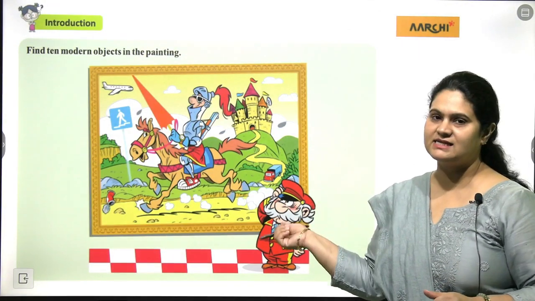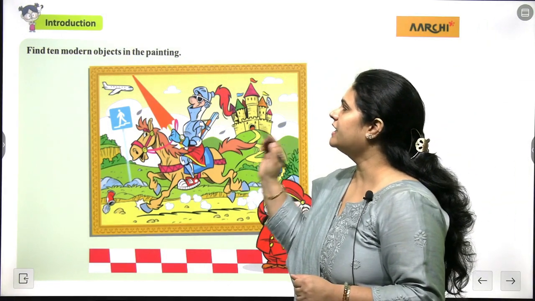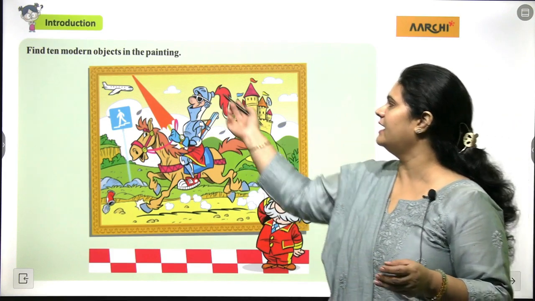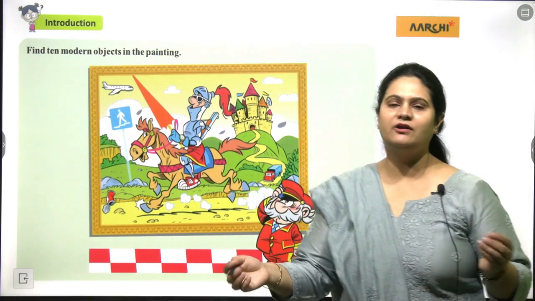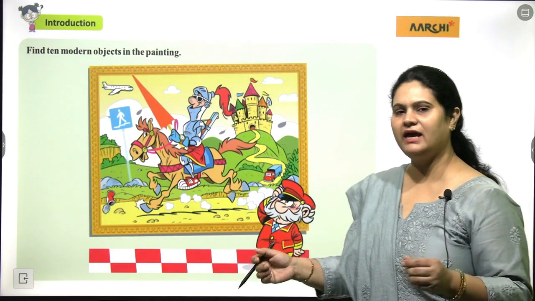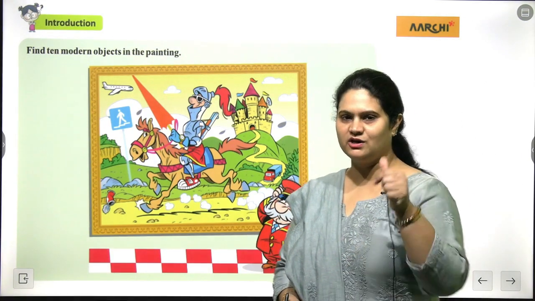Now, one exercise for you. Find 10 modern objects in the painting, right? You see here an airplane. You find 10 modern objects. Okay? Can you do this on your own? Good.